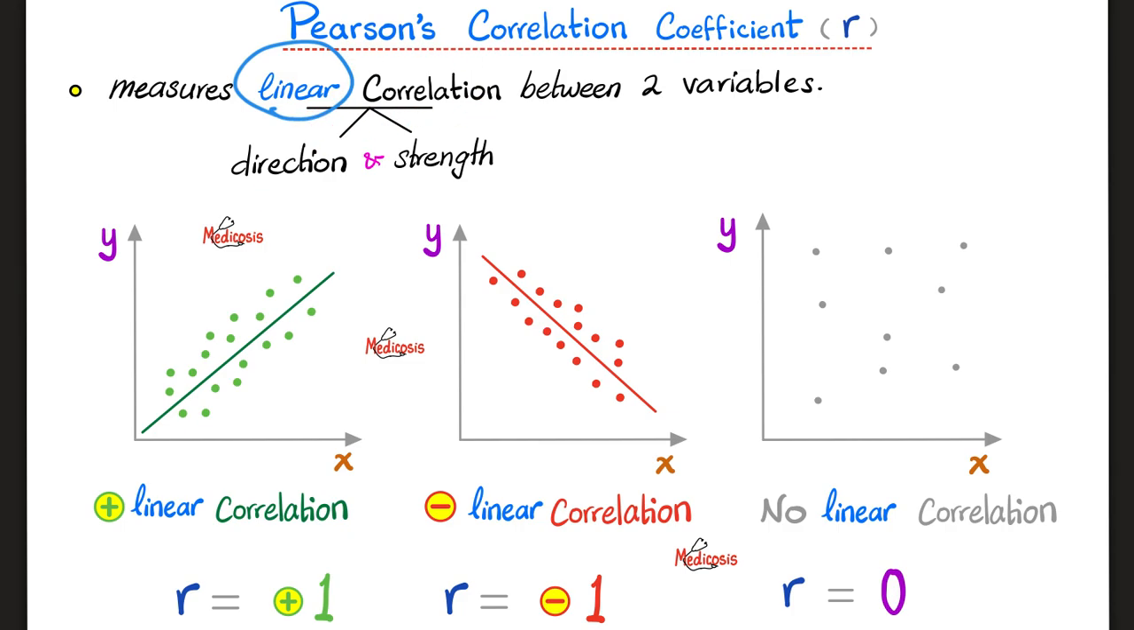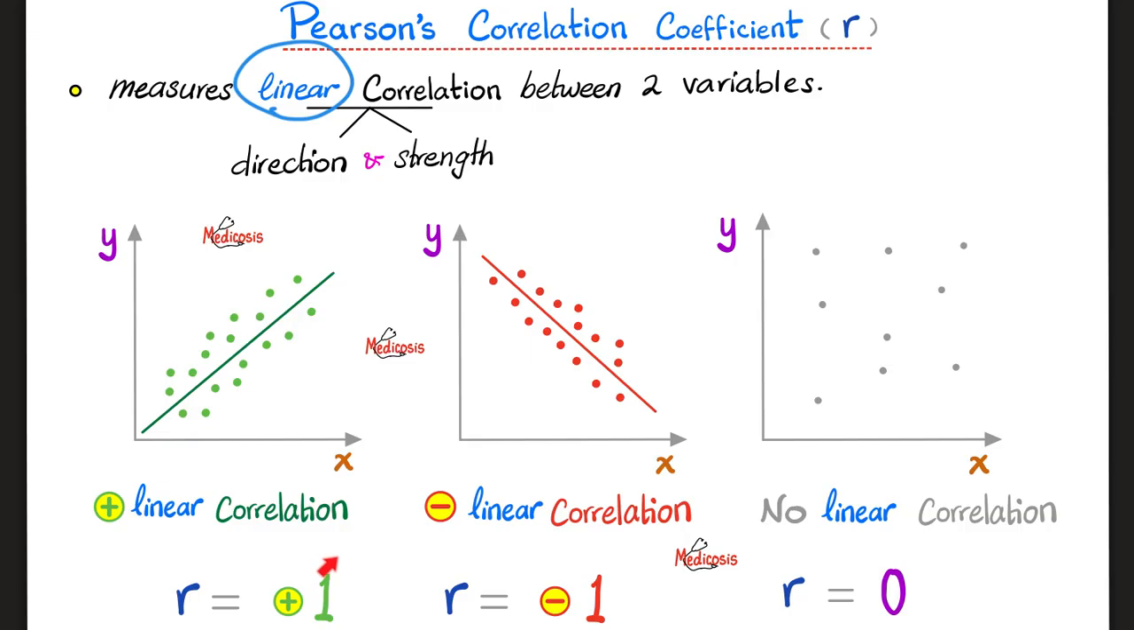But what does it mean that the Pearson's correlation coefficient can measure the linear correlation with regards to direction and strength? Let's start with direction. It's easy. If it's a positive direction, we give it a positive number. If it's in the reverse or the opposite direction or the negative direction, we're gonna give it a negative value. So you know the direction by the sign of the r. But how about the strength? You know the strength from the value of the r.